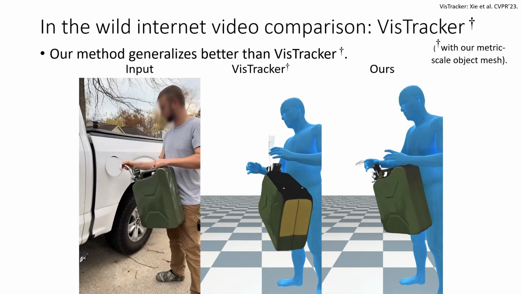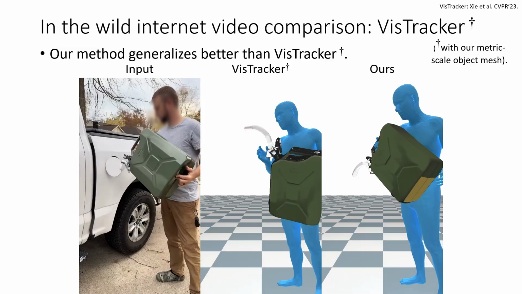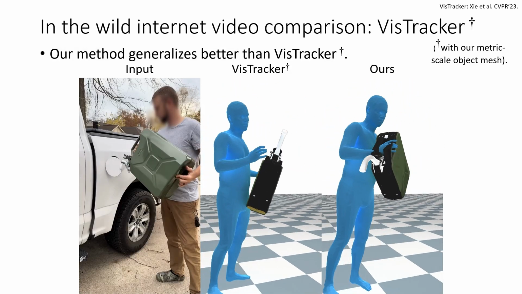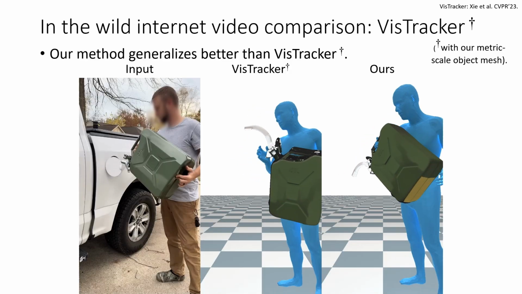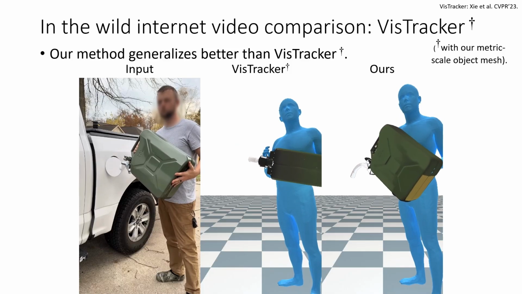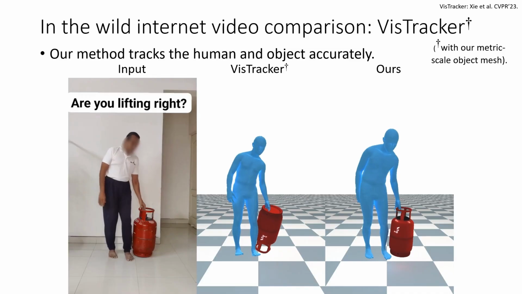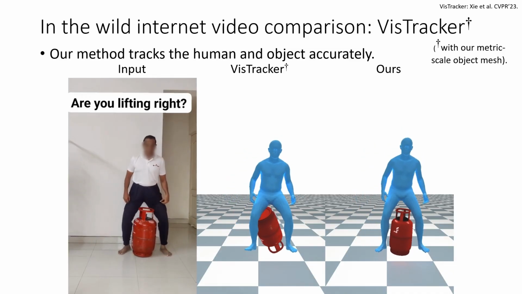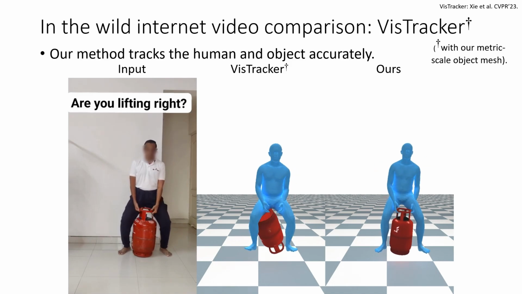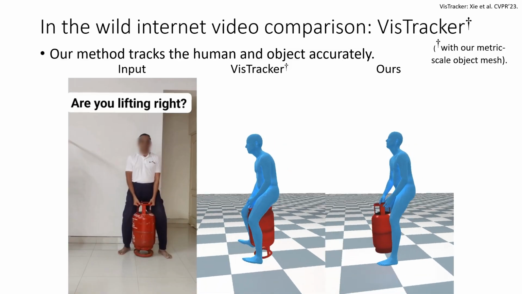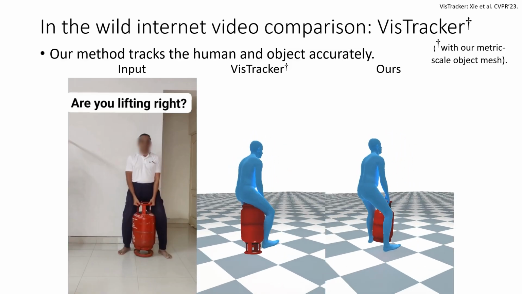We now compare with VisTracker. It fails to generalize to the unseen in-the-wild object, while our method generalizes well in both shape reconstruction and interaction pose tracking. We show another comparison with VisTracker. It predicts a completely flipped object pose. Notice how accurately our method reconstructs the metric scale object, human poses, object poses, and contacts from just monocular RGB video.